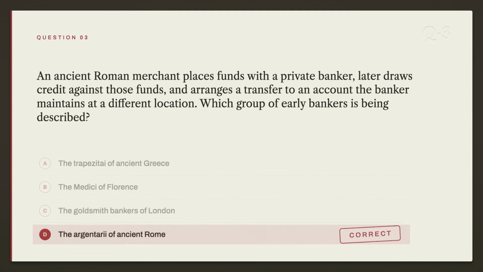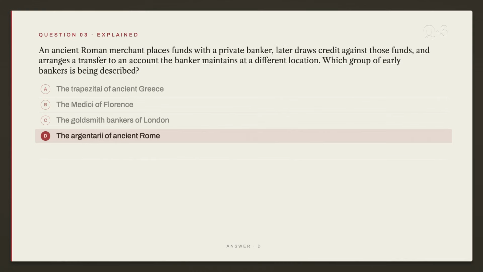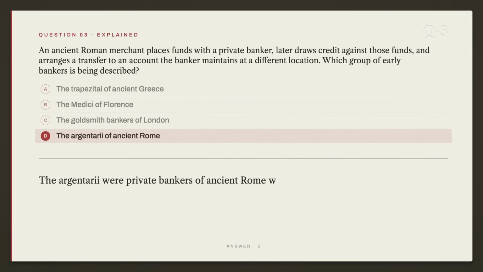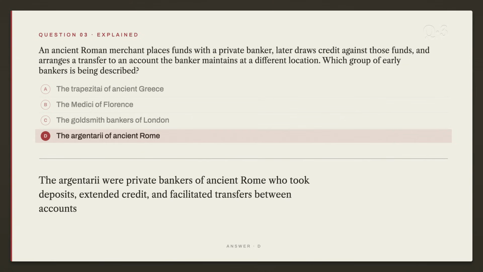The correct answer is D. The argentarii of ancient Rome. D is correct because the argentarii were private bankers of ancient Rome who took deposits, extended credit, and facilitated transfers between accounts at different branches. All three activities in the scenario map directly onto that description. They represent the Roman link in the chain that runs from temple lending to modern banking.